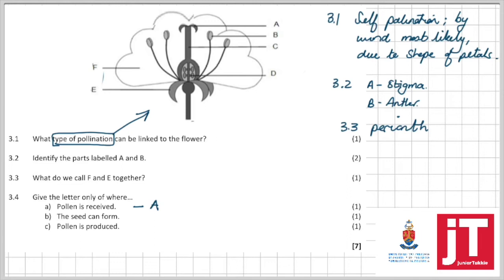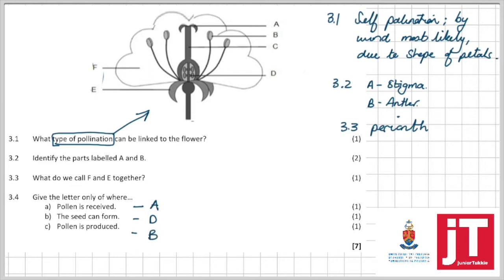3.4, give the letter only where pollen is received. So pollen is received to A. Remember, we only write down the letter if we're asked for the letter. Otherwise, our answer will not be correct. Where the seed can form, and we're looking at D. And remember, we're probably referring to only those areas that have a letter to them. So please don't try and identify something that does not have a letter labeled on the image. So here we can see the seed can form at D, and then pollen is produced at B.